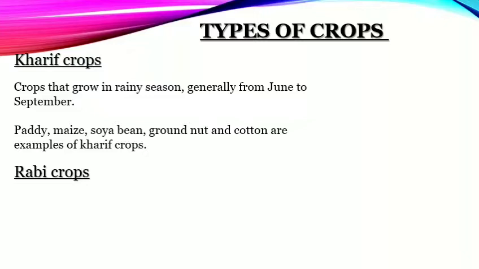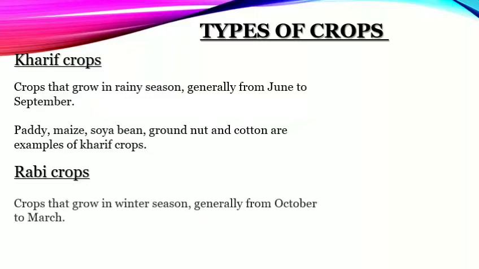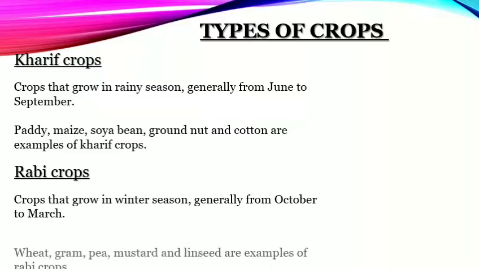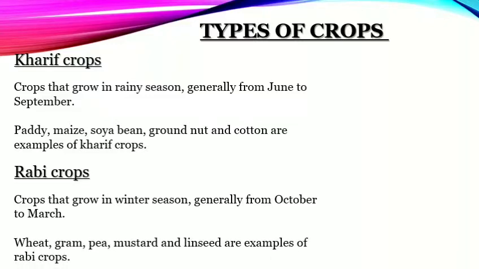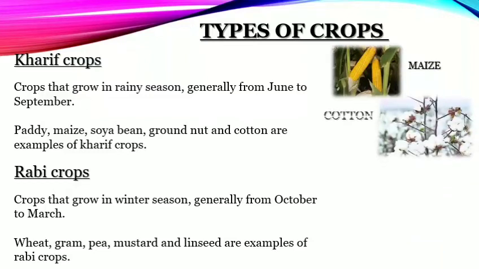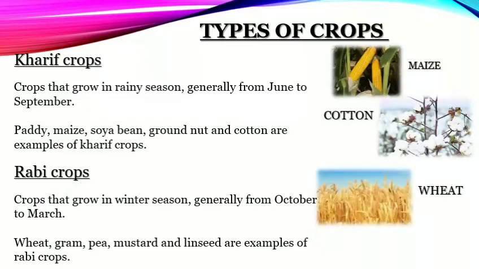Rabi crops. Crops that grow in winter season, generally from October to March. Wheat, gram, pea, mustard, and linseed are examples of rabi crops. Besides these, pulses and vegetables are also grown during summer at many places.